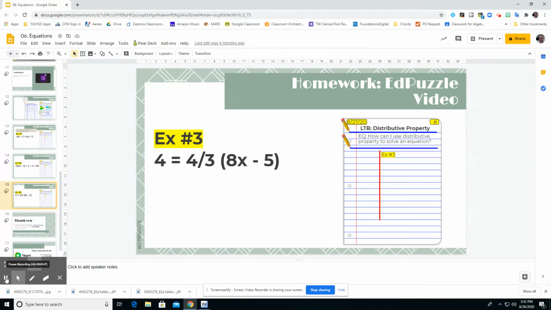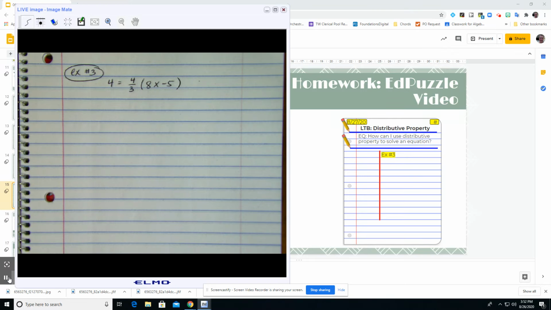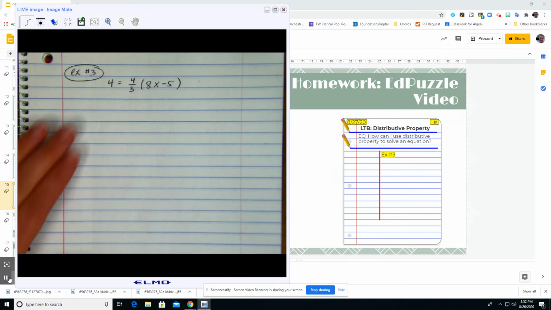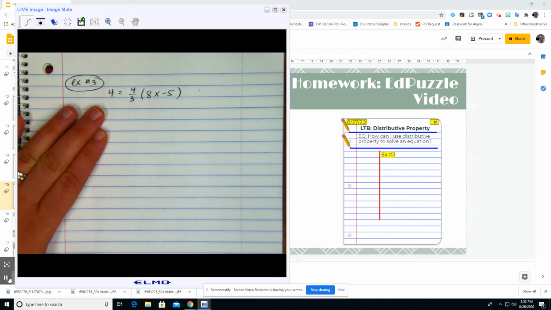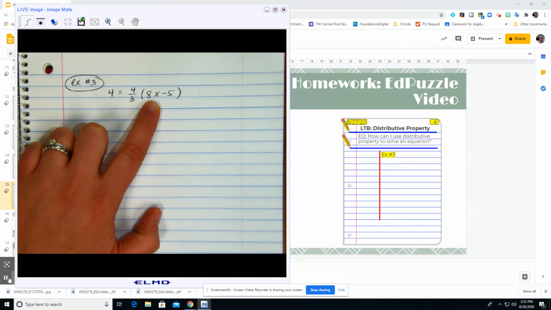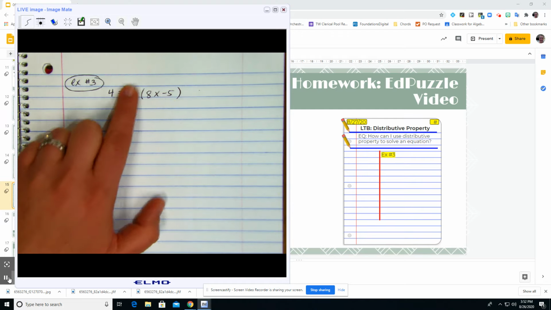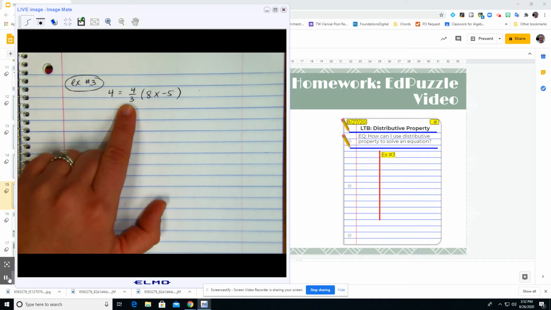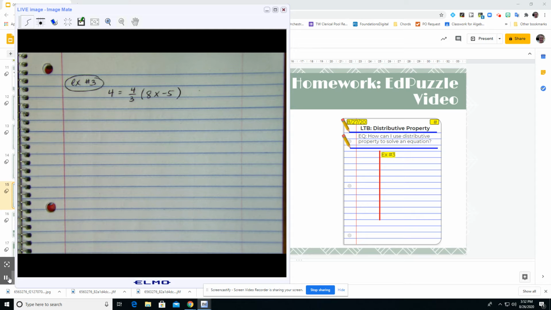And some people were wondering about fractions, so I did want to do one more example with a distributive property and fractions to help you make it into a simpler version of the equation. So our last example is 4 equals 4/3 times (8x minus 5). Now we could distribute, but some people struggle with multiplying by fractions. So let me show you guys a strategy to undo the fraction first.